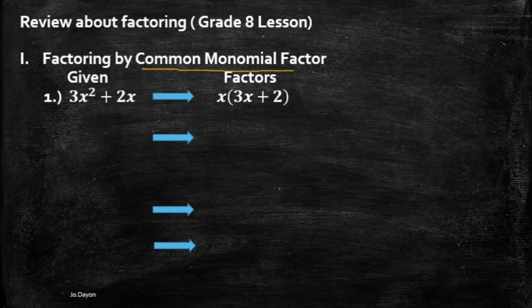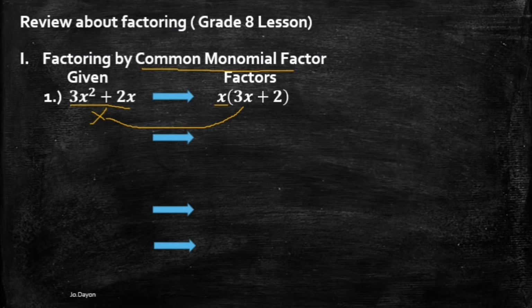Let us consider the first example, 3x squared plus 2x. First, we have to look for the greatest common factor between 3x squared and 2x, and the greatest common factor between the two terms is x. Next, we are going to divide each term by x. So 3x squared divided by x, the answer is 3x.